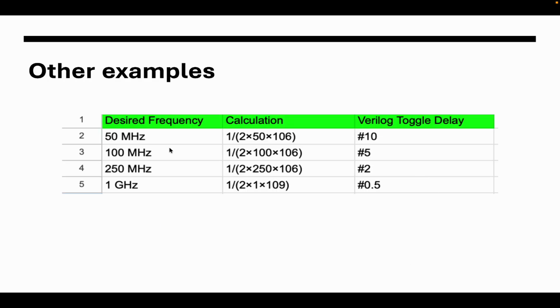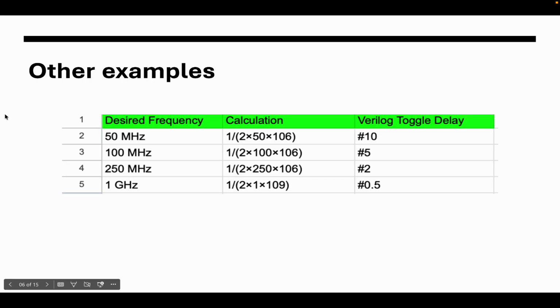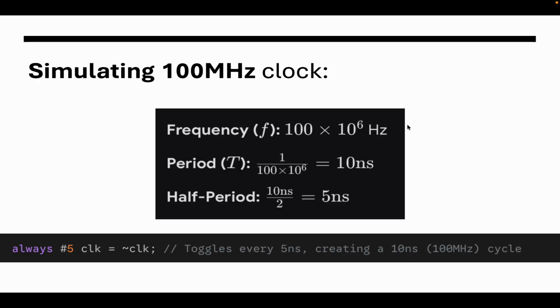You have other examples: 50 megahertz, 100 megahertz, 250 megahertz, 1 gigahertz. For all of these you can calculate using this formula, 1 by 2 times the frequency. At that time you will get the different Verilog toggle delay. This can be used in a simulation.